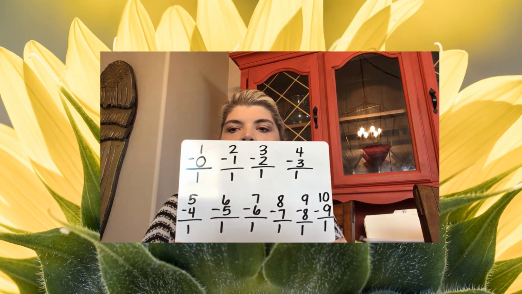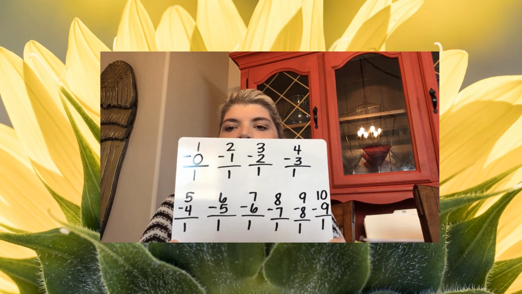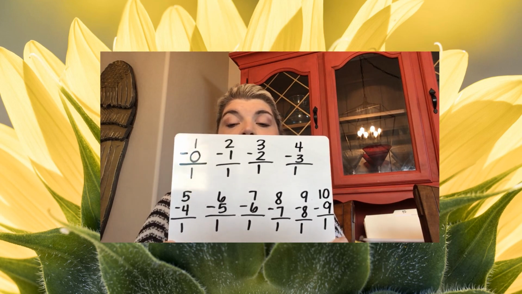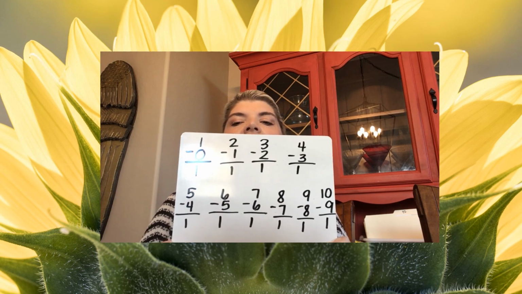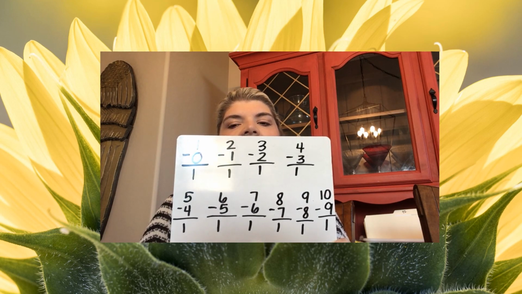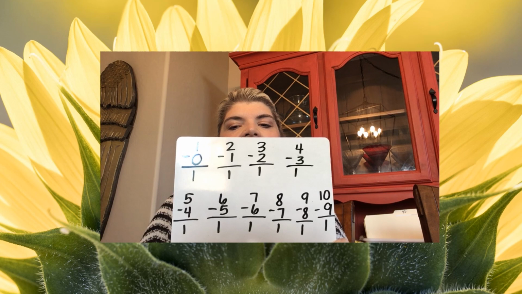1 minus 0 is 1, 2 minus 1 is 1, 3 minus 2 is 1, 4 minus 3 is 1, 5 minus 4 is 1, 6 minus 5 is 1, 7 minus 6 is 1, 8 minus 7 is 1, 9 minus 8 is 1, and 10 minus 9 equals 1.